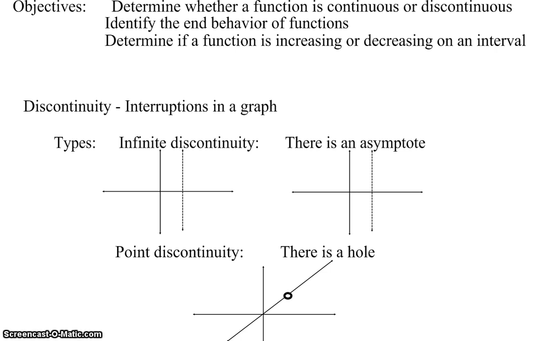The first type is infinite discontinuity. When you have an infinite discontinuity, there is a vertical asymptote in your graph at some point. It can happen in different ways. In one way, the graph can move close to the asymptote in the same direction from both sides, or it could move in different directions from both sides. Either way, the function has an infinite discontinuity.